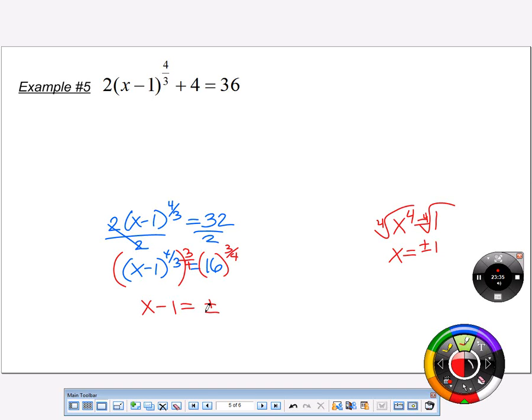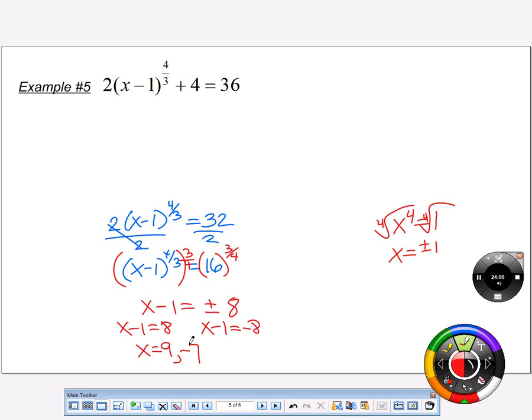Okay? What is 16 to the 3/4 power? So what's the 4th root of 16? 2. And then cube that, 8. Okay? All right. So 2 solutions here. X can equal 9, or it can equal -7. Right? So check. Plug them back in.